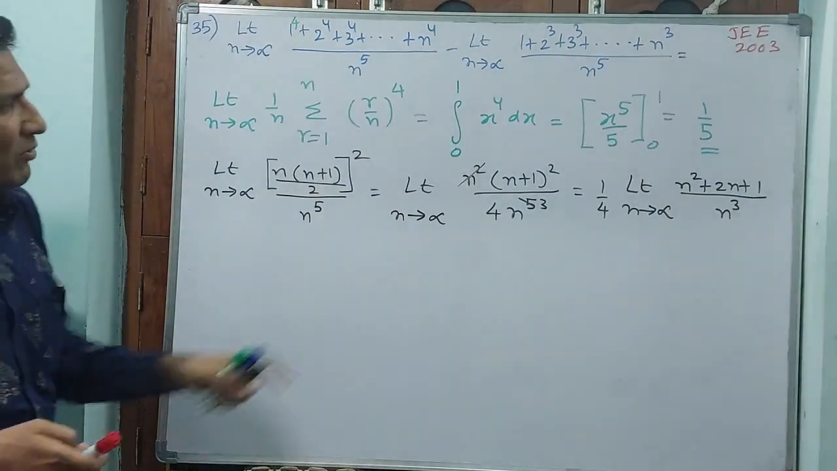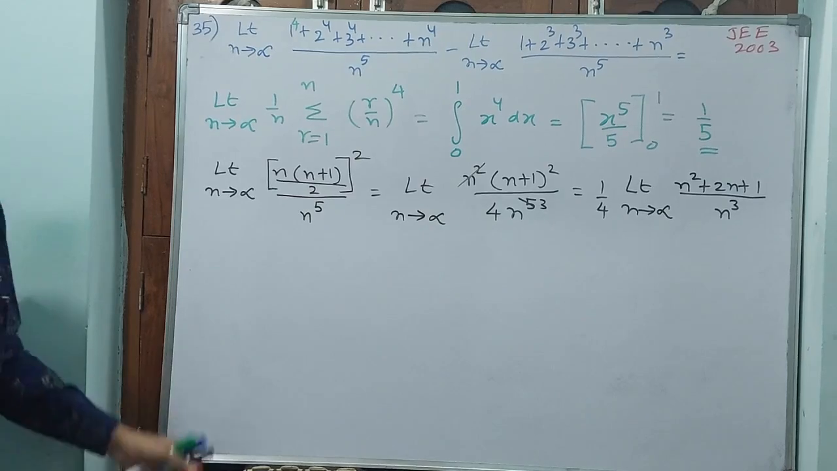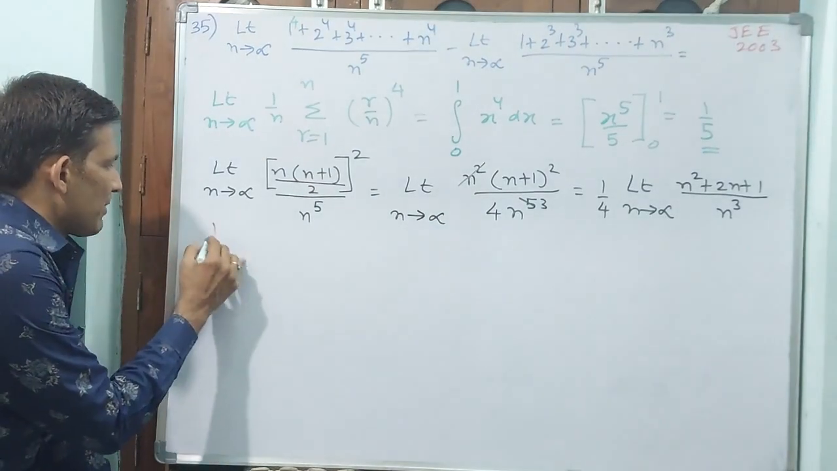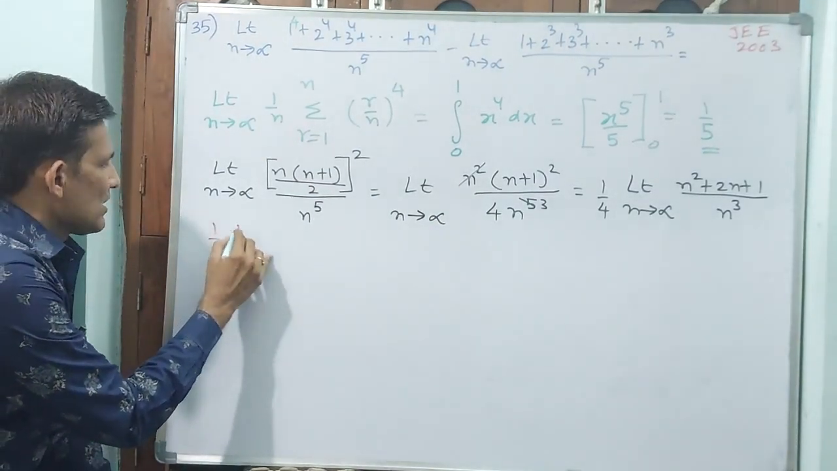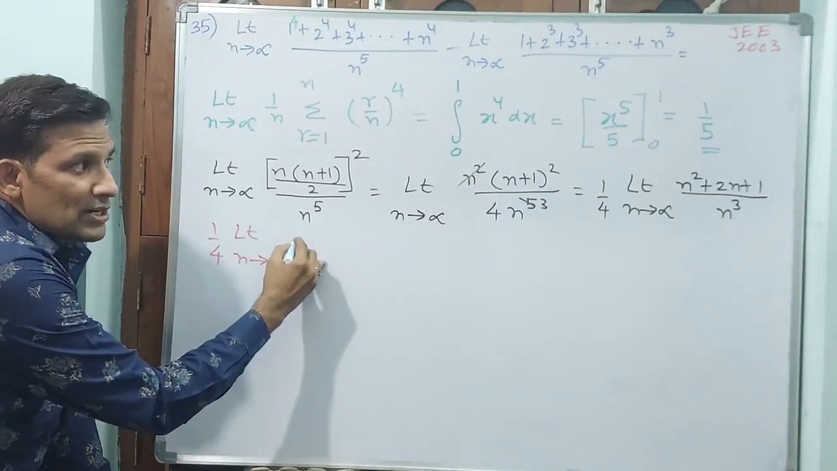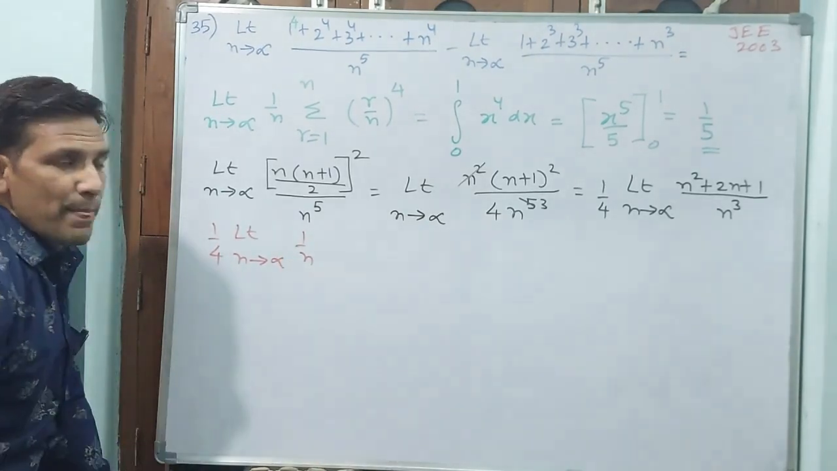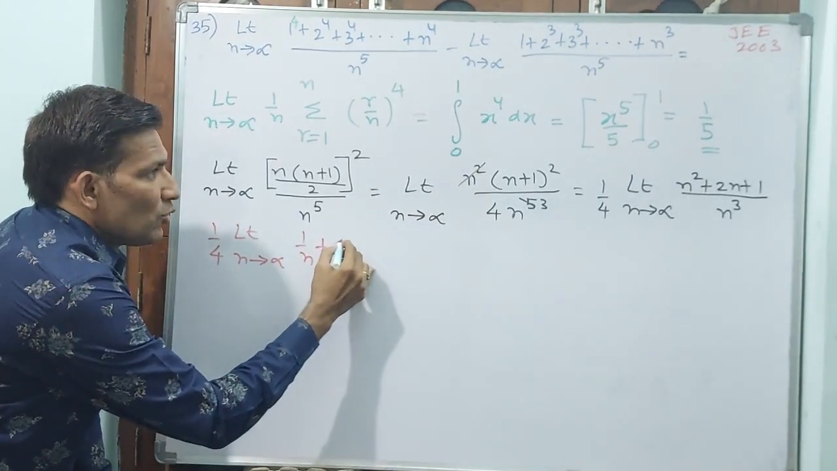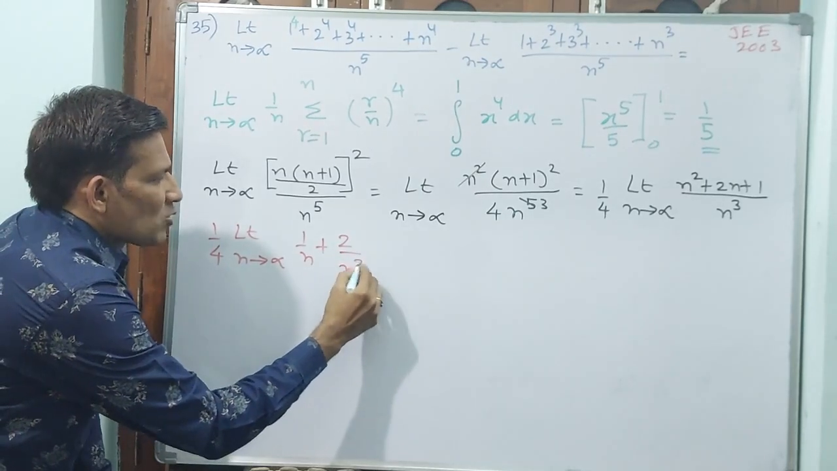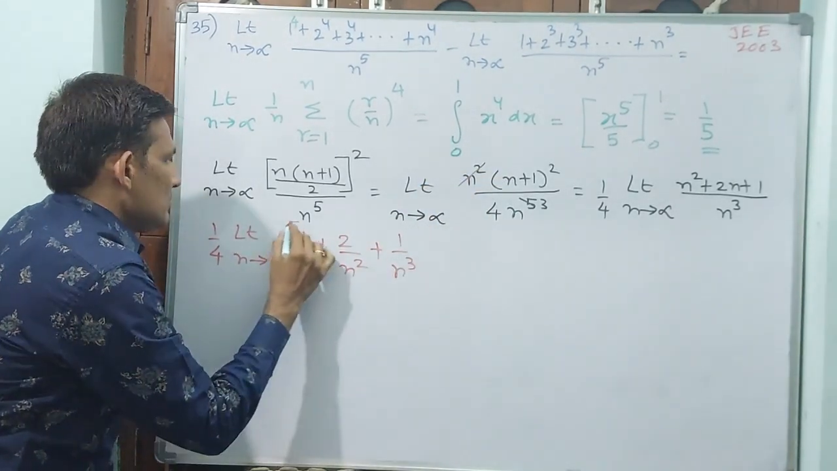Is it okay? Yes, definitely okay. Why? Because 1 by 4 is there, you can take it out also. That is not a problem. Now you tell me what will happen. 1 by 4 limit n tends to infinity n square by n cube. That means 1 by n plus 2 by n square plus 1 by n cube.